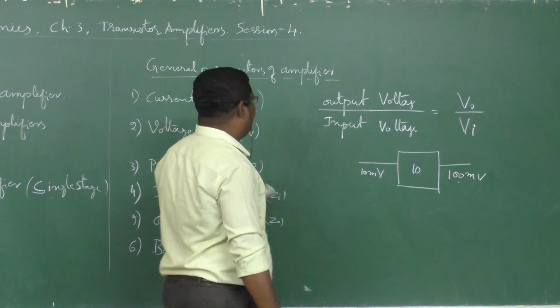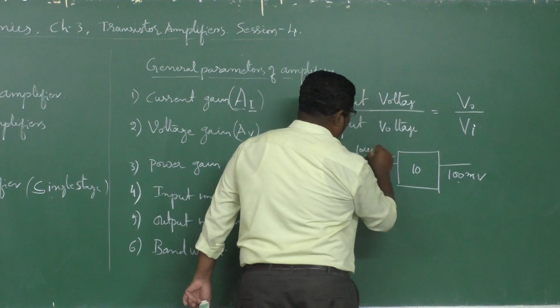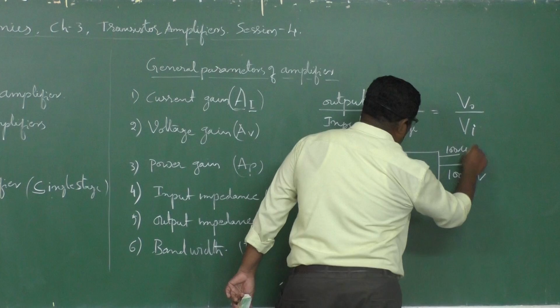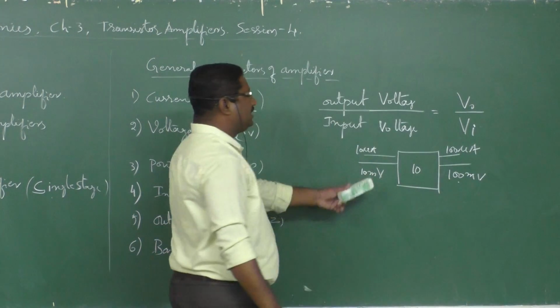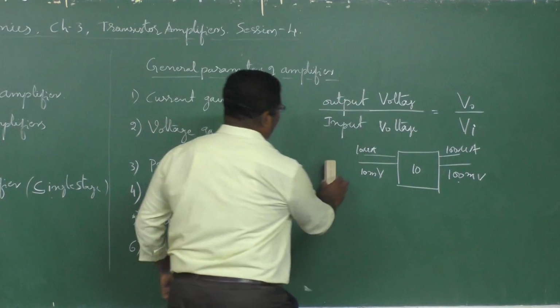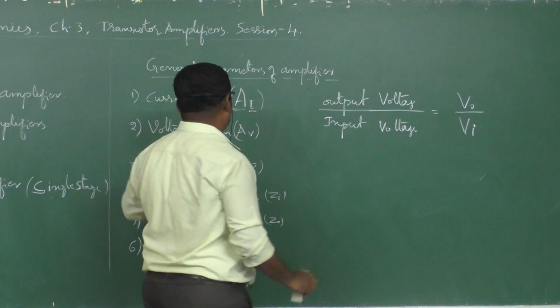Similarly, if we have 10 microamperes of current, and across the output we are getting 100 microamperes, then the gain is constant. For voltage and current, in both cases we can say that the gain is constant. Here these are the current and voltage gains.